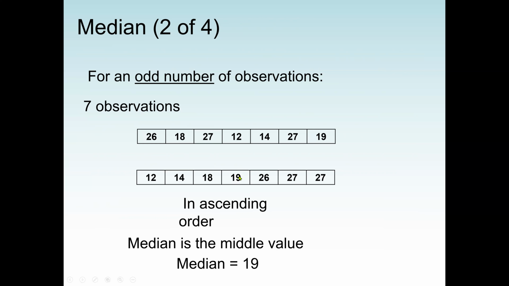So this is the reason why a very small value will be in the front and a very large value will be at the end. So it doesn't have any effect on the middle value, the median.